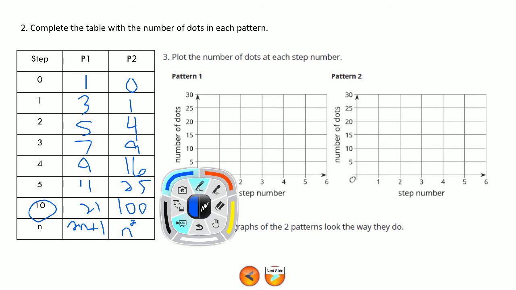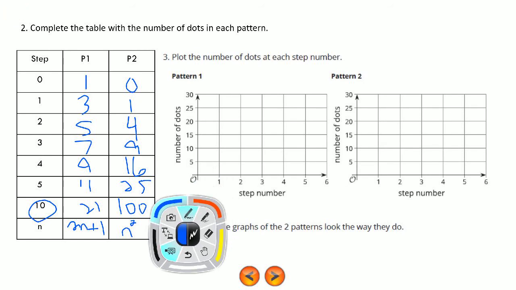Okay. Plot the dots. What do you notice? Well, hopefully you've already seen for pattern 1, it's linear, because we are adding the same amount each time. We even said we're adding 2 each time.